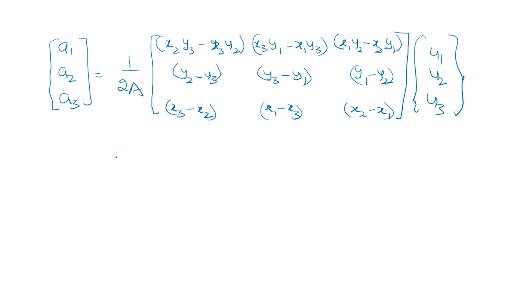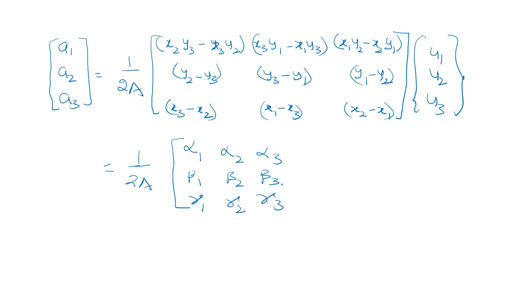Now we can simplify this. For simplicity of our mathematical equations, we can rewrite it as 1 by 2A multiplied with the matrix alpha 1, alpha 2, alpha 3, beta 1, beta 2, beta 3, gamma 1, gamma 2, gamma 3, multiplied with u1, u2, u3. This is our final equation.